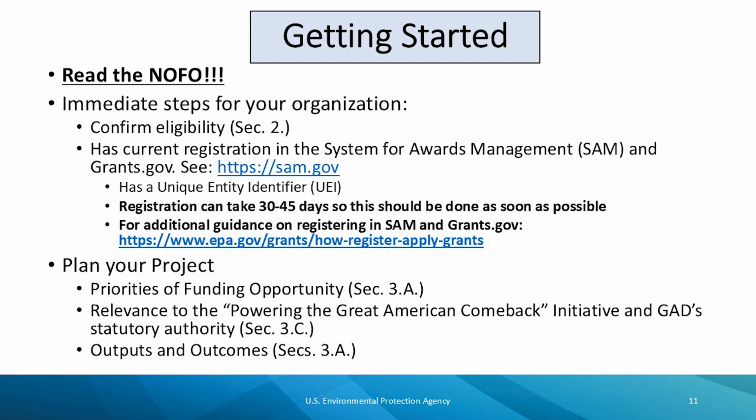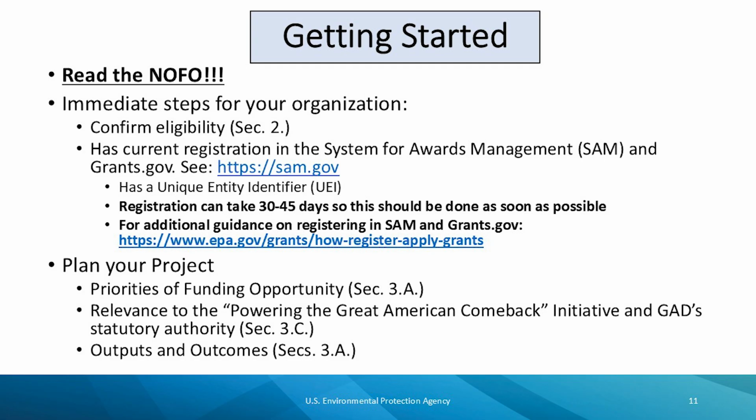Last, plan your project. When developing your project idea, keep the following in mind. The project must meet the priorities of the funding opportunity for which you apply. The priorities can be found in Section 3A of the NOFO. Any projects that do not will be rejected. Your project must state how it is relevant to the Powering the Great American Comeback initiative and GAD's statutory authority. See Sections 3B and 3C of the NOFO for more information.